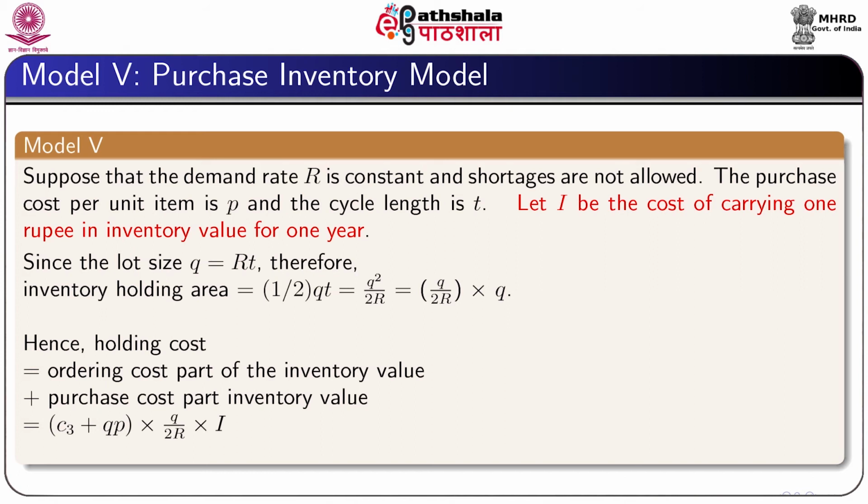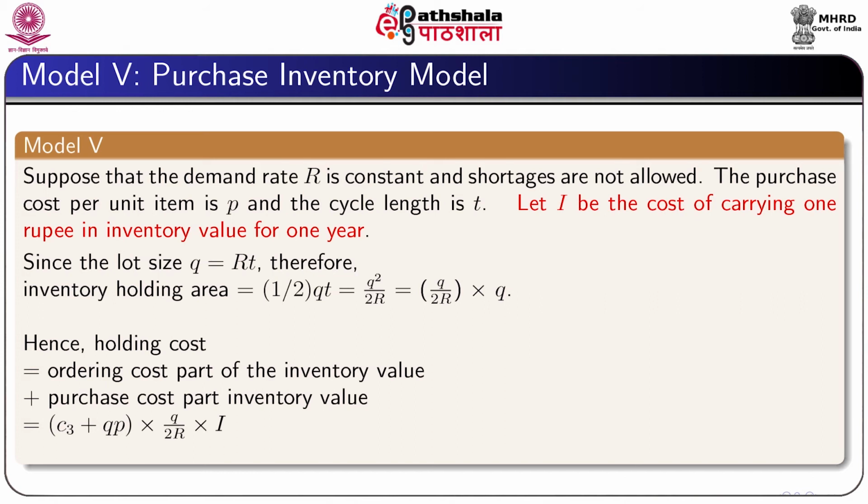Let us now proceed to develop another model, model 5, which is the purchase inventory model. Suppose that the demand rate R is constant and shortages are not allowed. The purchase cost per unit item is P and the cycle length is T. Let I be the cost of carrying 1 rupee in inventory value for 1 year. Since the lot size is Q equal to RT, the inventory holding area can be easily obtained as half Q into T, that is equal to Q square by 2R.